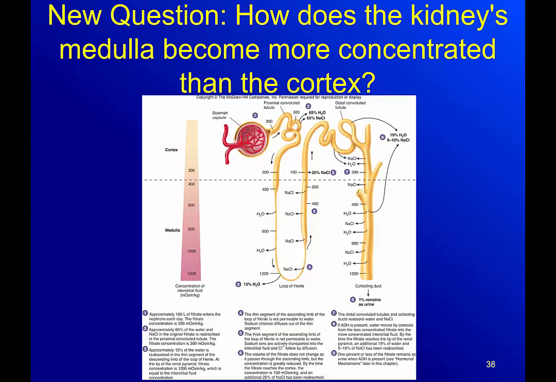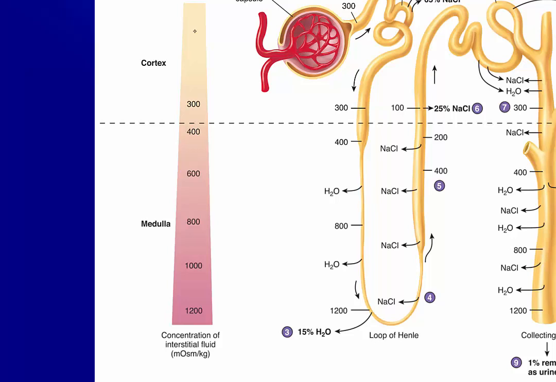So next question. How is it that the medulla of the kidney is more salty than the cortex? How does that difference in concentration that we're talking about, going from not so salty to really salty, actually happen?